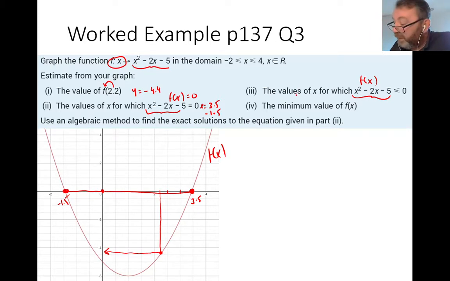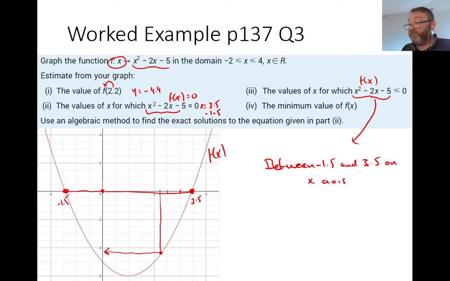So what I would be inclined to say for the answer to this one is the word between. So just be careful you put that in, because all the values between minus 1.5 and 3.5 bring that curve below the x-axis. So it's between minus 1.5 and 3.5 on the x-axis. Or another way to say it, between x equals minus 1.5 and x equals 3.5.